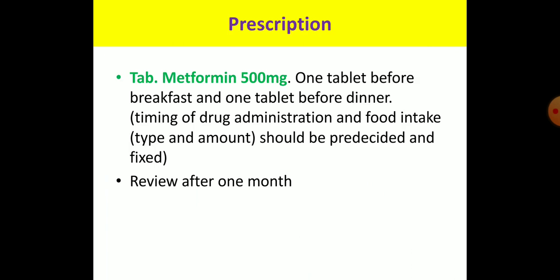And the prescription is tablet metformin 500 milligram, one tablet to be taken before breakfast and one tablet to be taken before dinner. And again, educate the patient about the timing of the drug administration, food intake, type of food intake, and all the details, and explain to the patient the early side effects of the metformin. That is very important to improve the patient compliance.